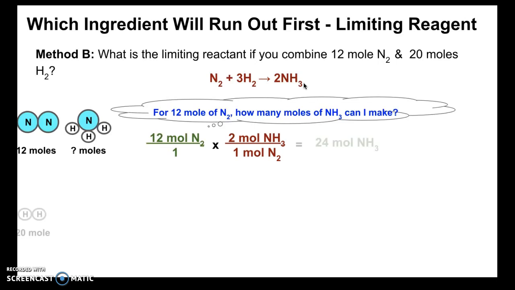Once you have your setup, you can quickly do your math, and you discover that for 12 moles of N2, you can make 24 moles of NH3, which makes sense because it's a 1-to-2 ratio. So 1 of this will give you 2 of that. That means that 12 moles of this will give you 24 moles of that.